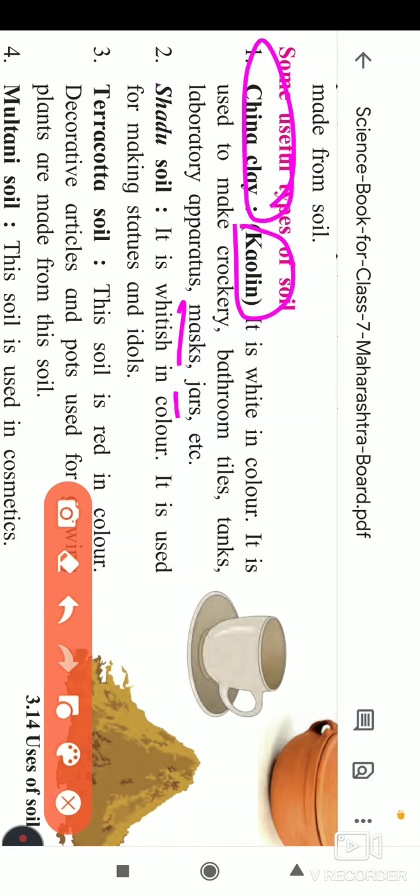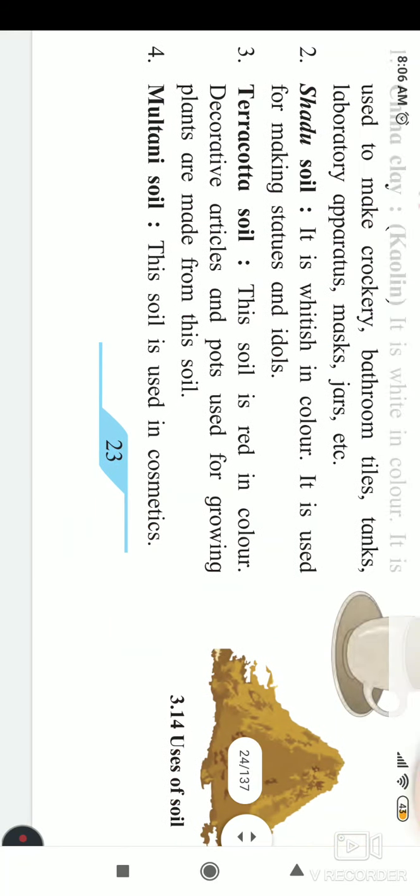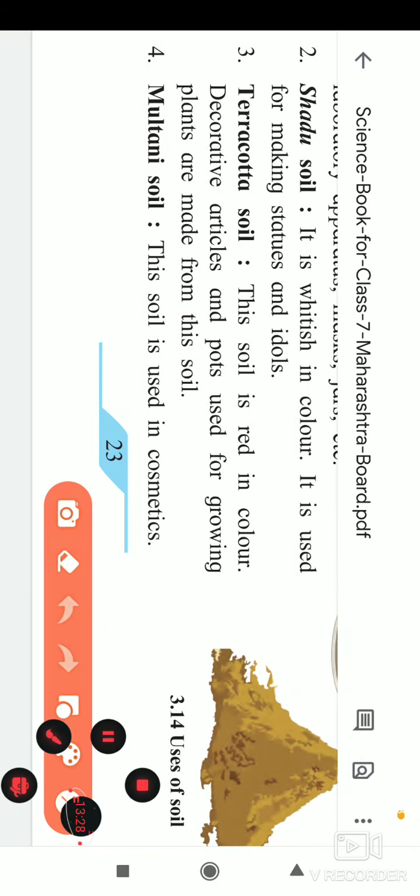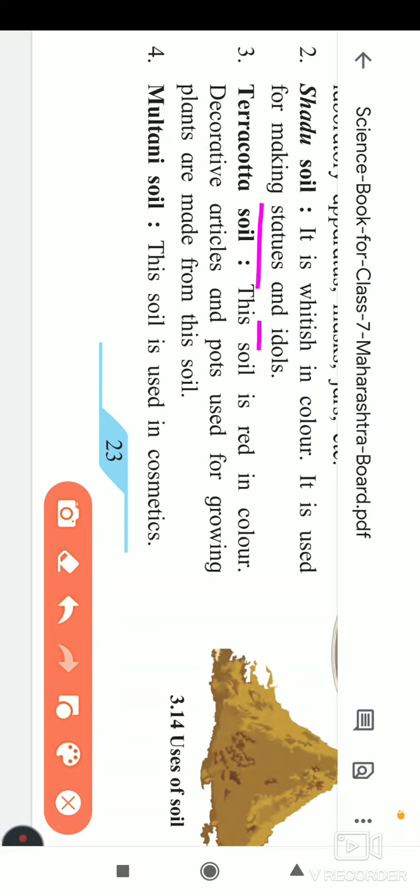Next, it is the shadow soil. Just now I told you the Ganpati statues nowadays are made from shadow soil. Shadow is used for making statues or idols. It is whitish in color, and it is used for making statues and idols because of its white color. If you give the required shape and required color, it looks very attractive. Because of the white color, the color which you give to these statues looks clear.